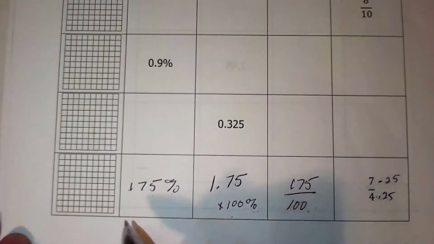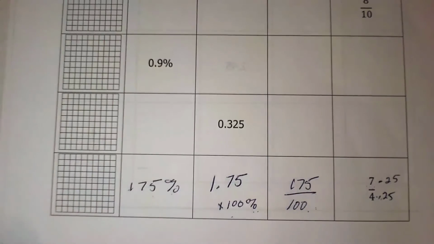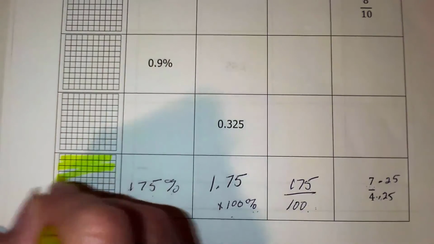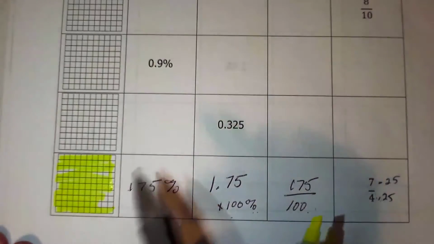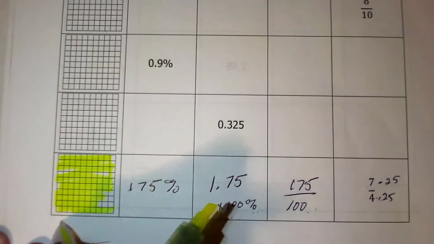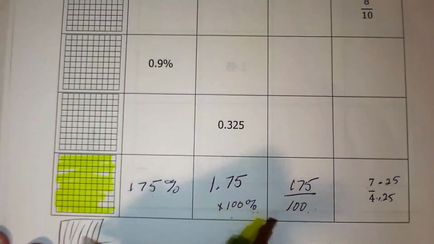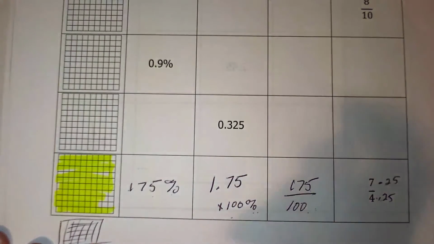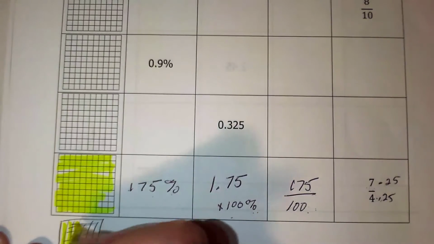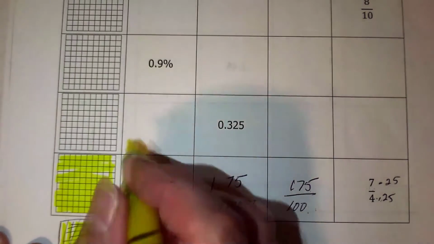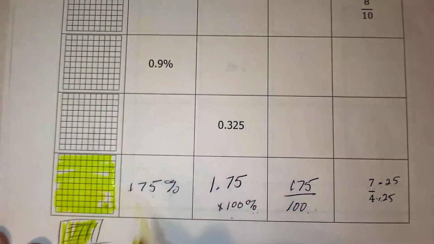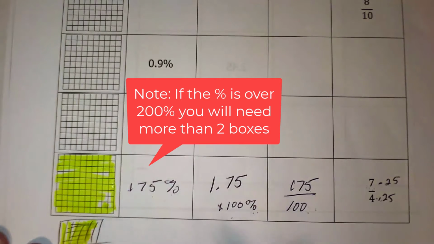So 175%, how would I picture that? Well, this whole box is 100. So really I need another, and there's not enough room there to put it there, but I would put another box of 100, and I would shade in 10, 20, 30, 40, 50, 60, 75. So it's going to be 3/4 of the box. So really, to do any percent over 100, I need 2 boxes because it's more than 100%.